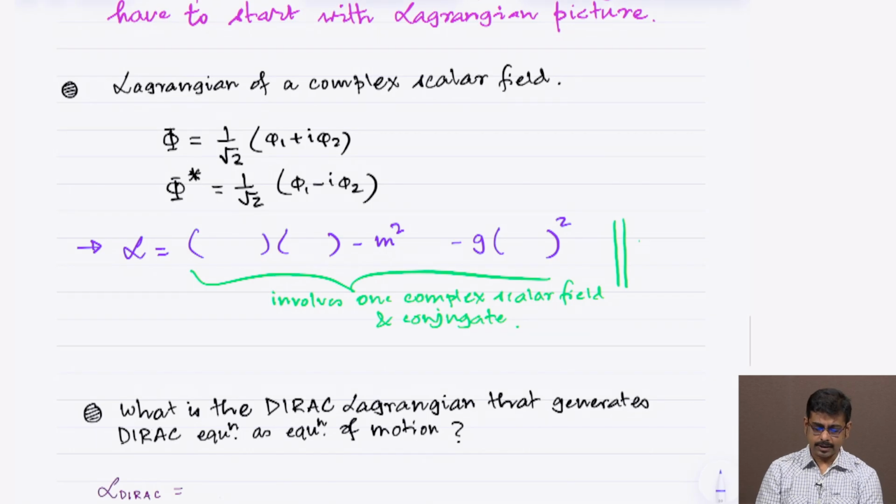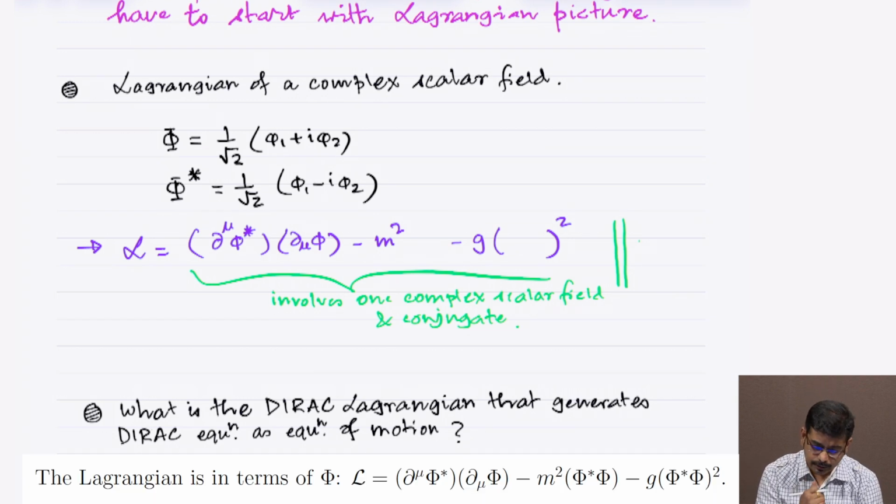So, therefore, once again what we can do is first write the kinetic term. How do I write the kinetic term? This is actually del mu phi star, del mu phi, and once again you see that this is nicely Lorentz covariant, and this also gives you a real number at the end of the day, because it involves both phi star and phi.